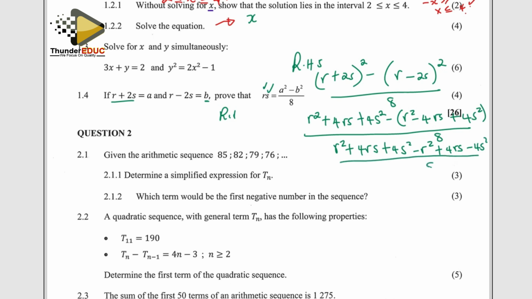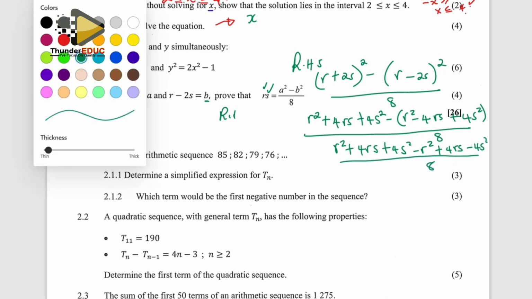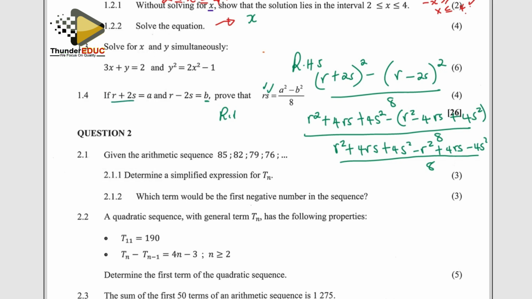Everything is over 8. Then I just need to chop. So this chops with that one. Then this chops with that one, since the signs are opposite. So I have just 4rs and 4rs, which becomes 8rs over 8. Then I have rs. Perfect. So my right hand side delivered the left hand side. So that's how that proof was meant to be.